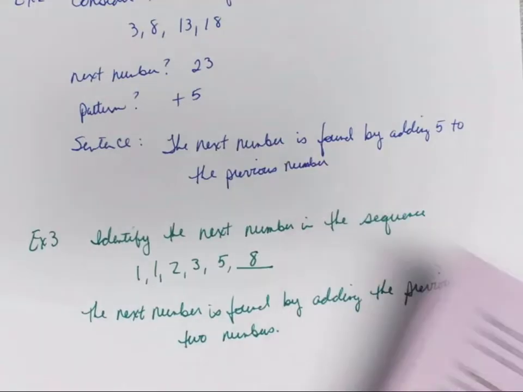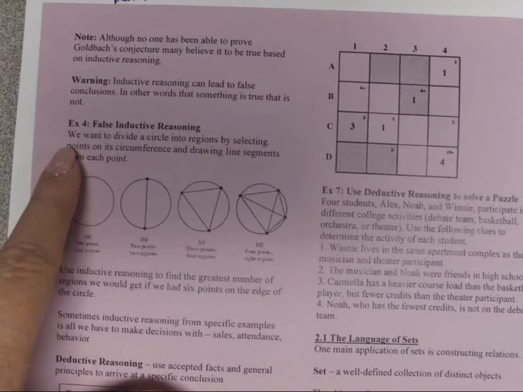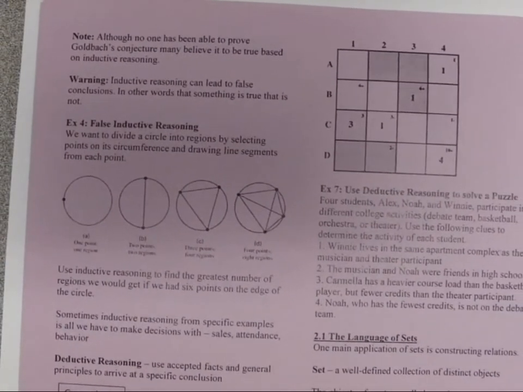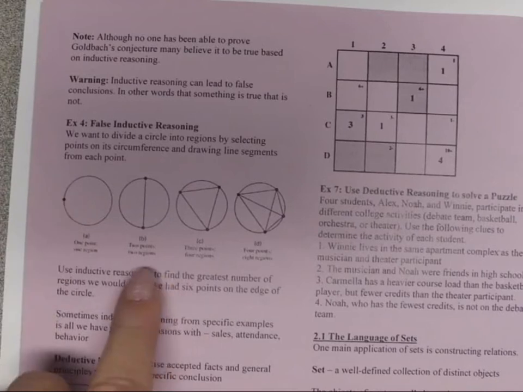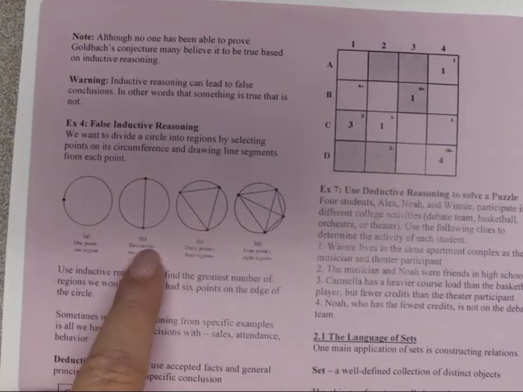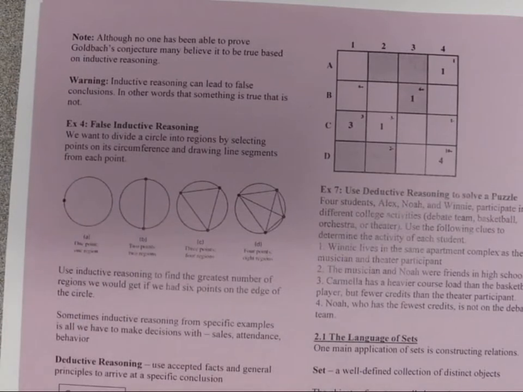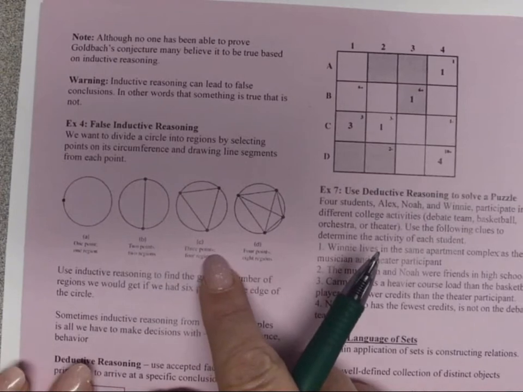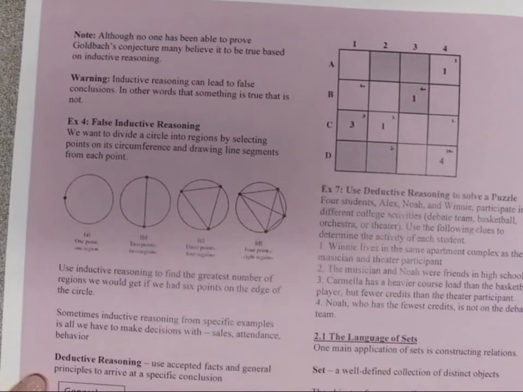So let's go look at example 4. Example 4 is back on our handout. And we want to divide a circle into regions by selecting points on its circumference and drawing the line segments from each point. So we can draw 1. If I put 2 points and draw a line. So this has 1 point, 1 region, 2 points, 2 regions, 3 points, and I draw the lines. I end up with 4 regions. So I have 1, 2, 3, and 4 regions.